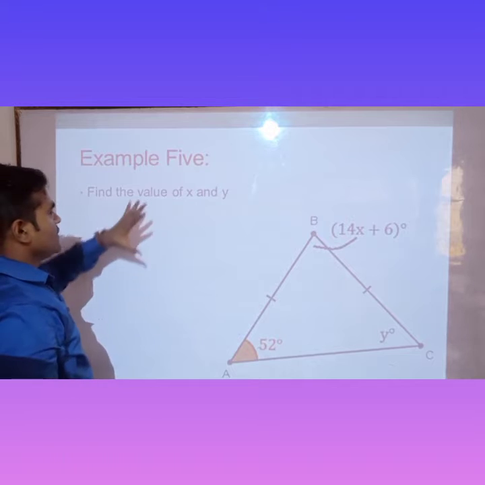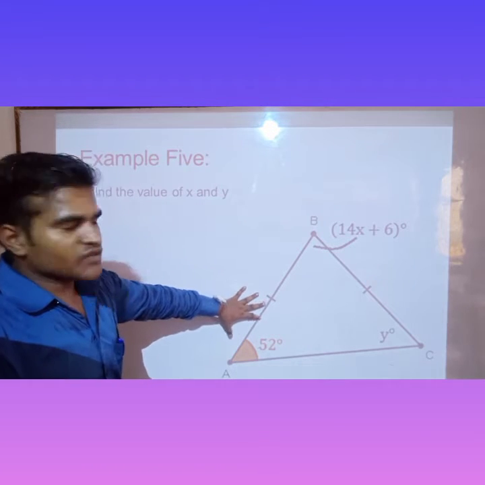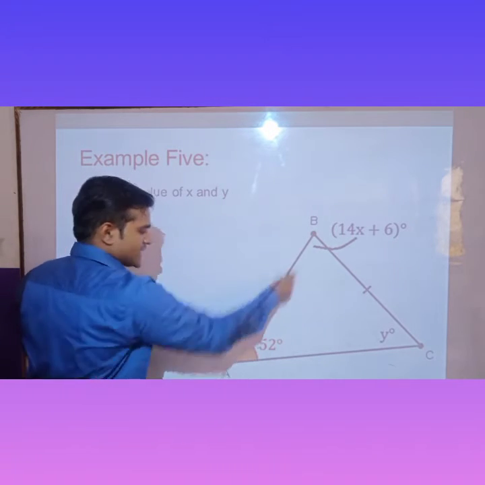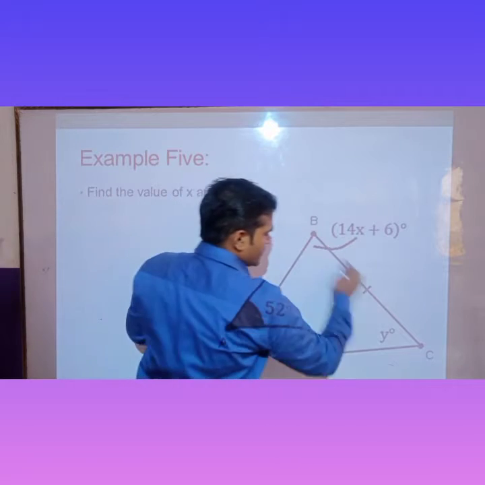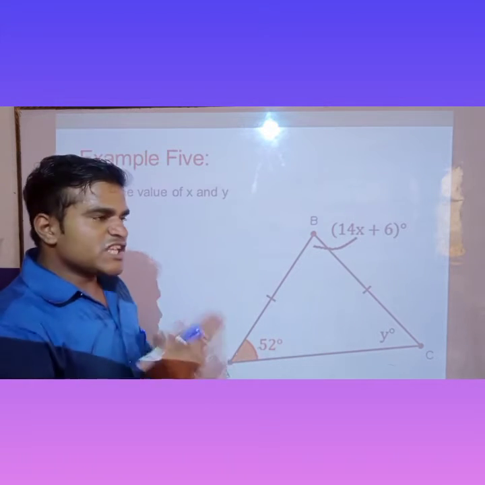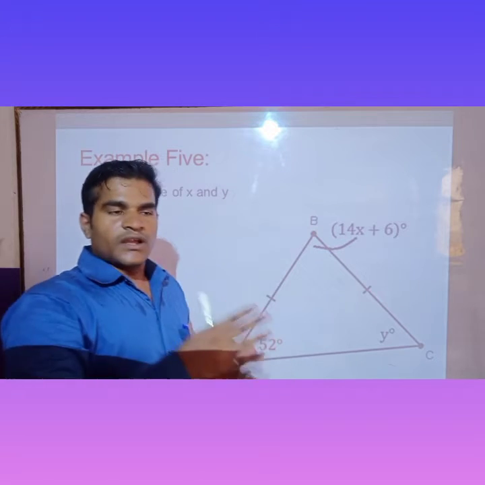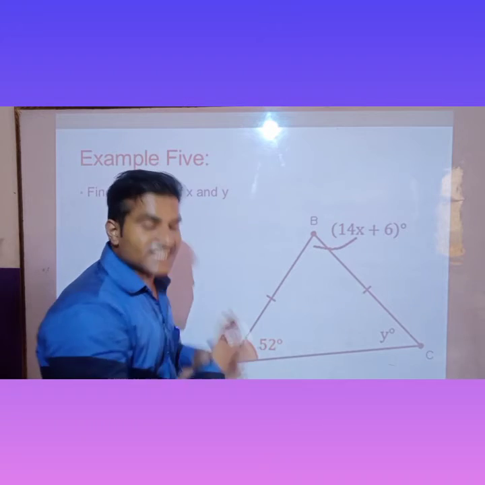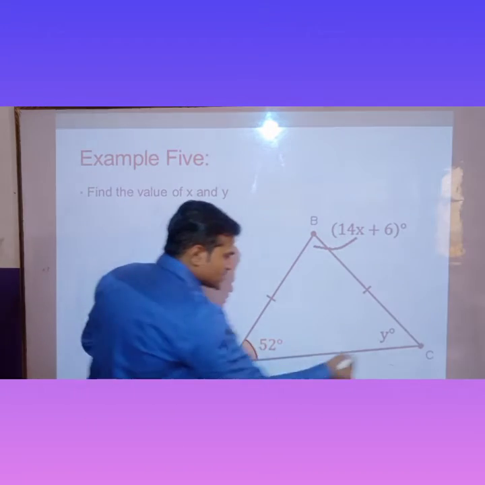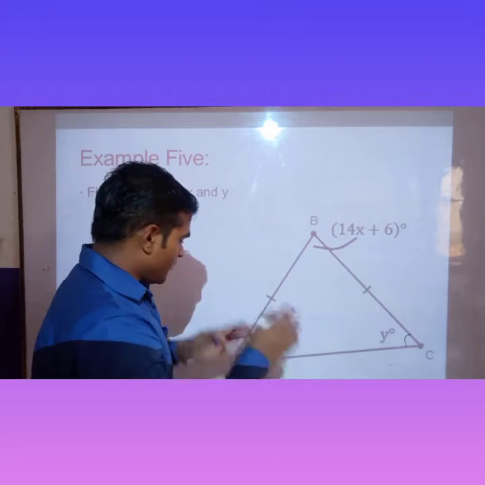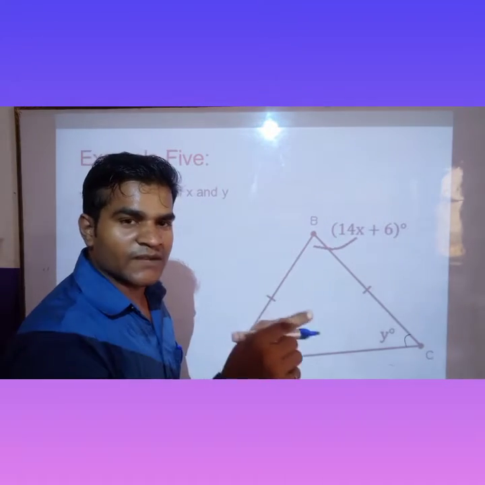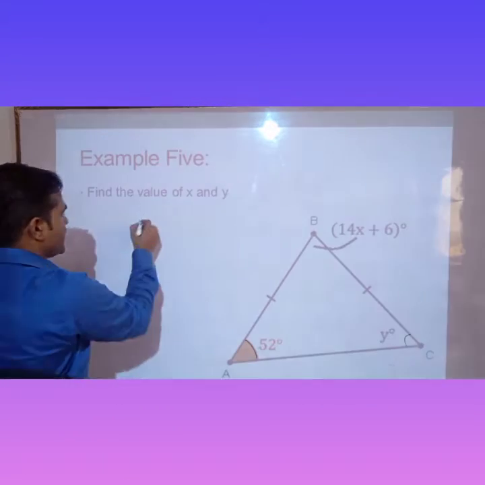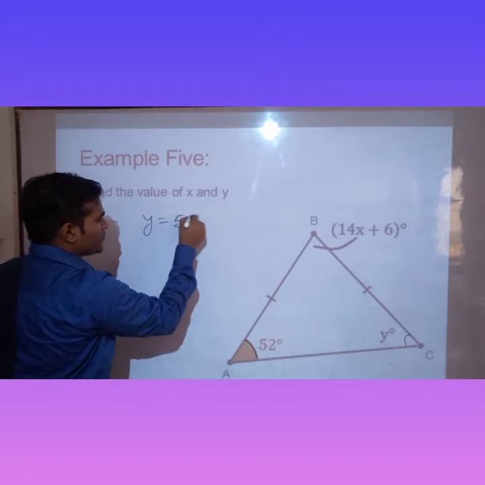So students, now let us learn more through this example. Here, find the value of x and y. This is an isosceles triangle because its two legs, AB and BC, are given equal. As we know, if two legs are equal, then the opposite angles, the base angles, of an isosceles triangle are equal. So 52 is equal to y. Yes, you are right, y is equal to 52.